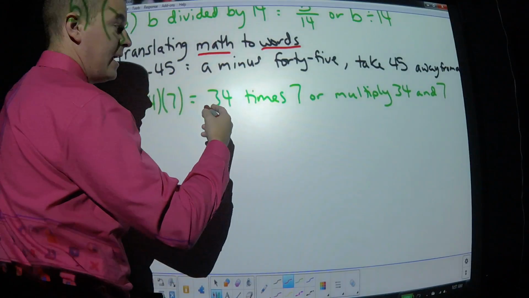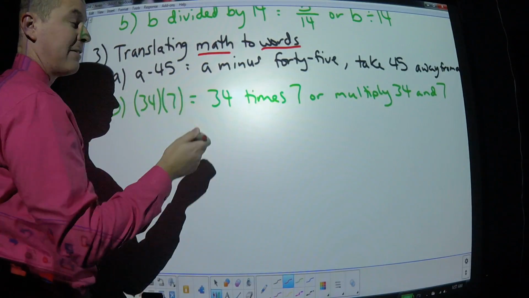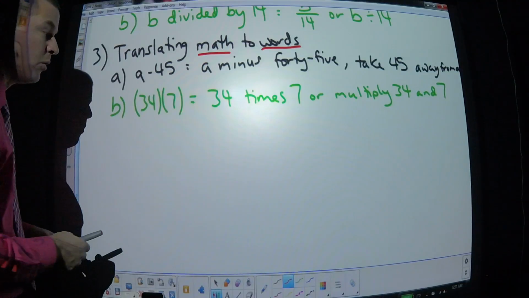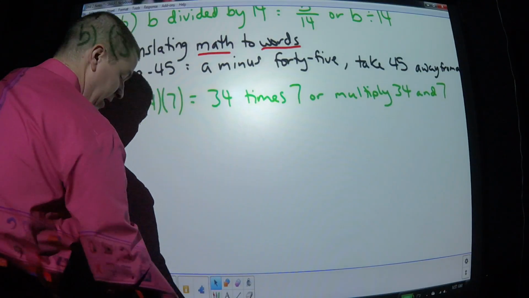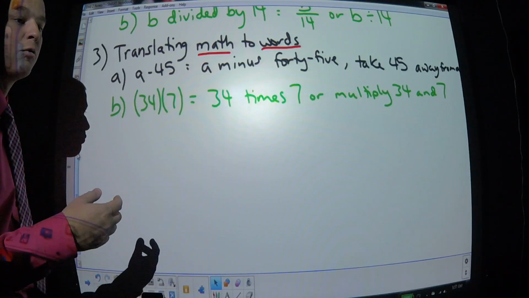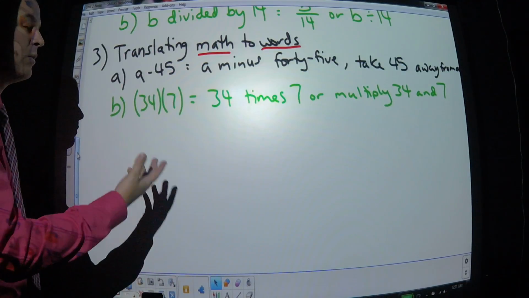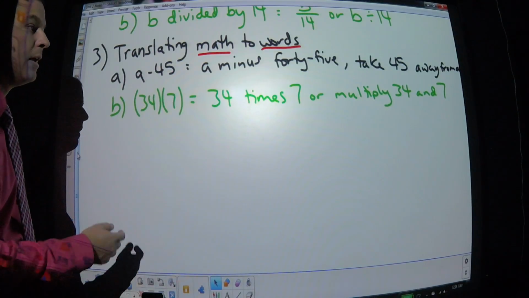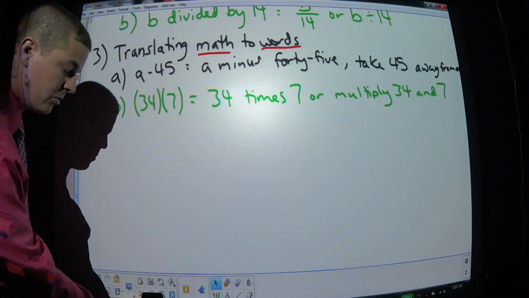But in this problem where you're translating math to words, please put it in the order that you see it. Okay, I know that it doesn't matter based upon the commutative property, but so we get in the habit of reading or writing what we see or hear, let's make sure that we do it in the same order.